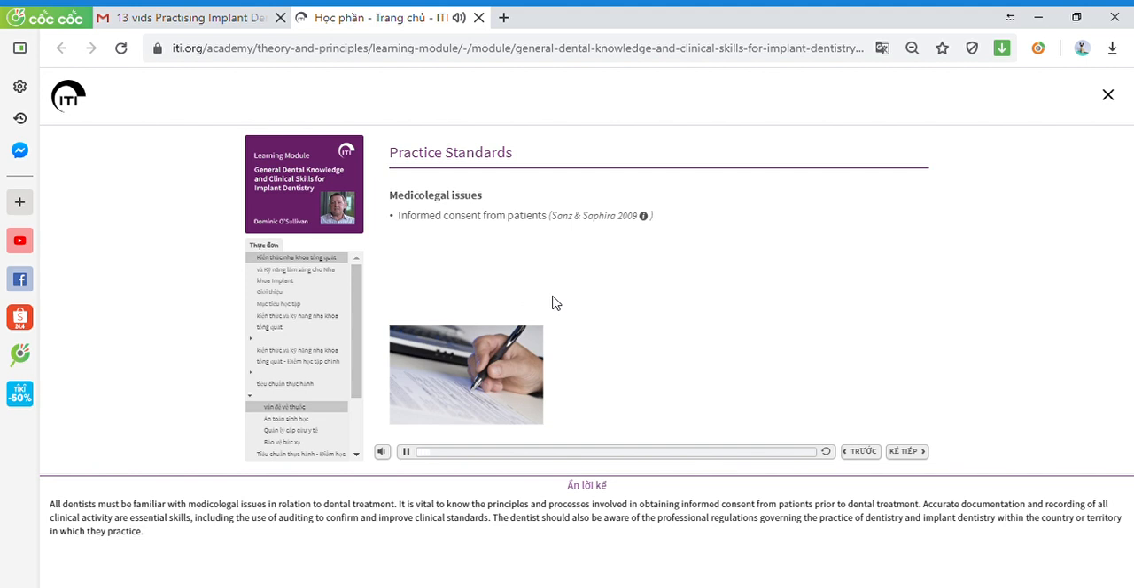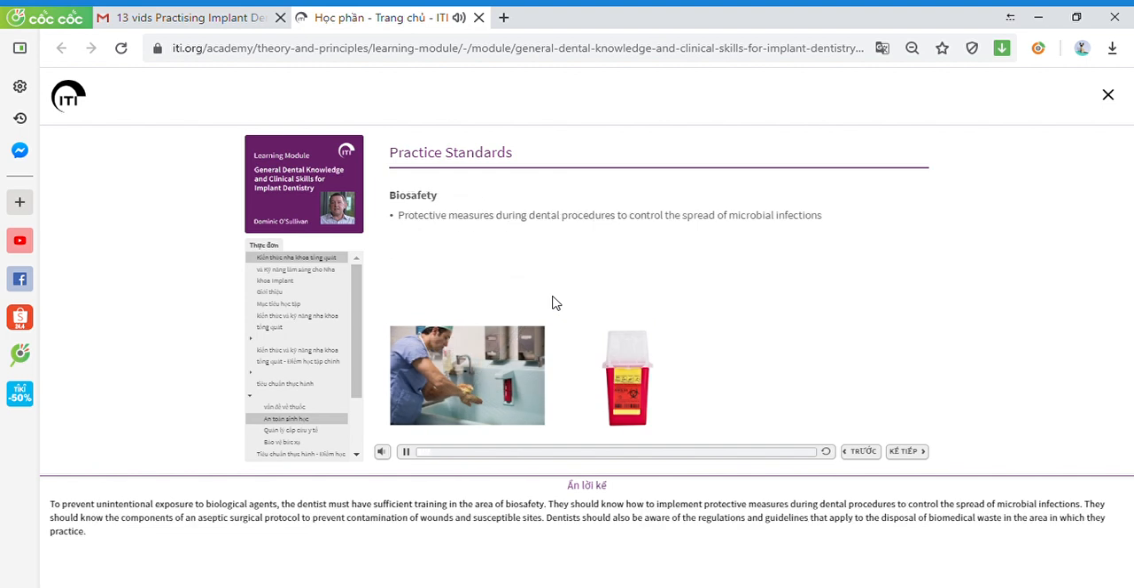All dentists must be familiar with medico-legal issues in relation to dental treatment. It's vital to know the principles and processes involved in obtaining informed consent from patients prior to dental treatment. Accurate documentation and recording of all clinical activity are essential skills, including the use of auditing to confirm and improve clinical standards. The dentist should also be aware of the professional regulations governing the practice of dentistry and implant dentistry within the country or territory in which they practice.